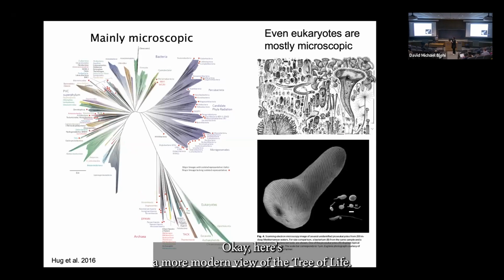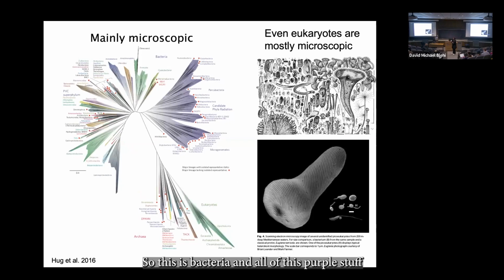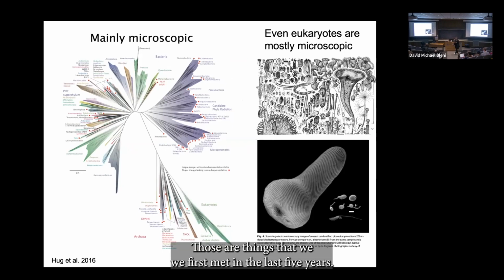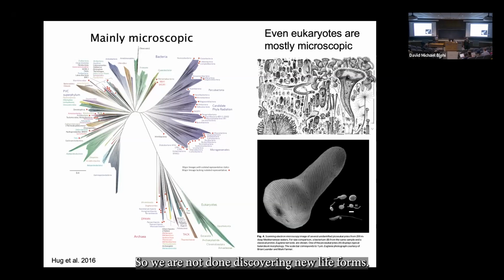Okay, here's a more modern view of the tree of life. You can see it's kind of collapsing into a two-domain situation. So this is bacteria. And all of this purple stuff here, these purple lineages, those are things that we first met in the last 5 years. So we are not done discovering new life forms, far from it.